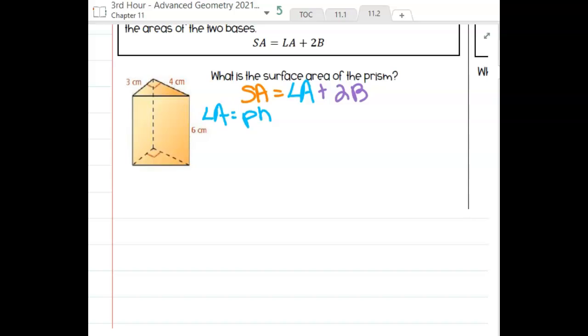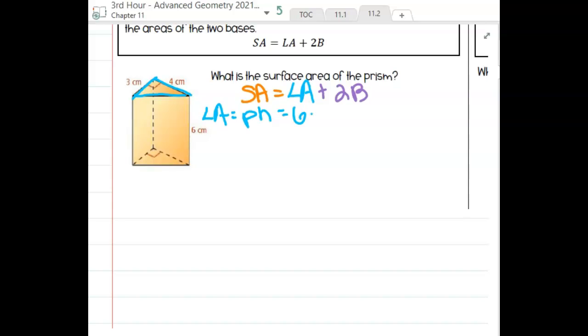Because if I were to lay it out flat, if I did base times height, the height would be that 6. But the base, right, all along that side would be this side, laid out next to that side, laid out next to that side. So I need to take something plus 4 plus 3. I don't know what that other side is. If I'm going to find the perimeter, I need to find that other side.